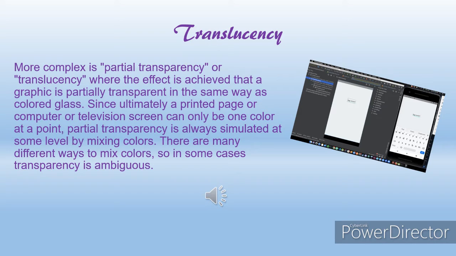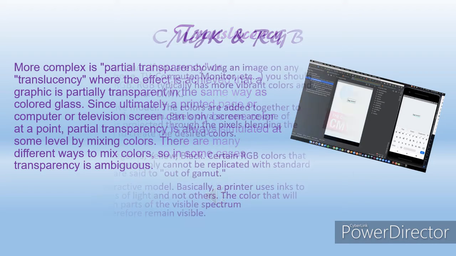Translucency. More complex is partial transparency or translucency, where the effect is achieved that a graphic is partially transparent in the same way as colored glass. Since ultimately a printed page or computer or television screen can only be one color at a point, partial transparency is always simulated at some level by mixing colors. There are many different ways to mix colors, so in some cases, transparency is ambiguous.